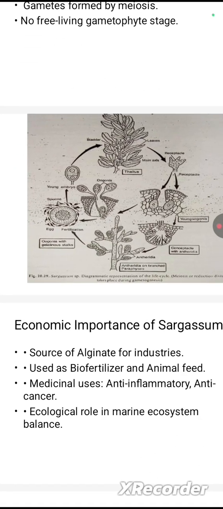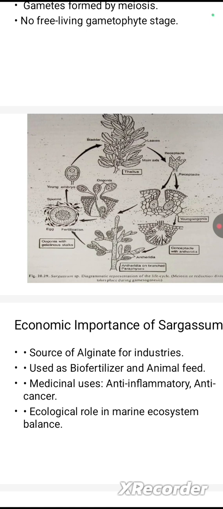Sargassum is not just important ecologically but also economically. It is a source of alginate used in industries, it is used as a biofertilizer and animal fodder, and it possesses many medicinal properties like anti-inflammatory and anti-cancer activities.